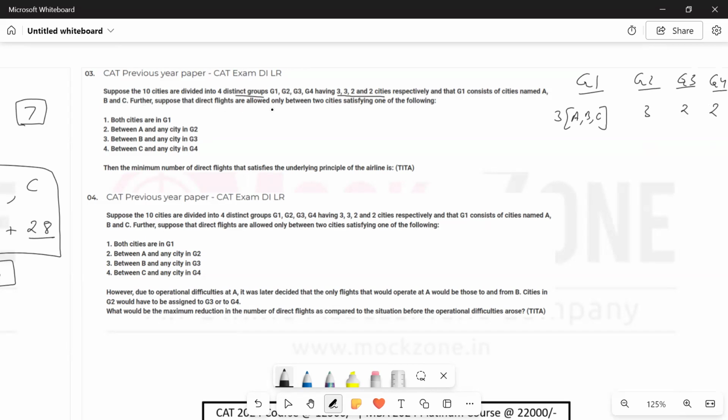Further, suppose that the direct flights are allowed only between 2 cities satisfying one of the following. Both cities are in G1. So G1 has 3 cities, A, B, C. Direct flights among them: 4 here, 4 here, 4 here, as we saw in the last question. So that is 12 direct flights within G1.